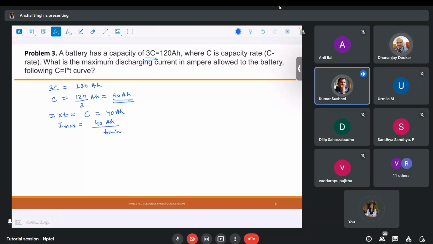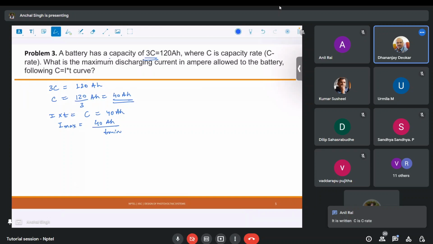Yes, then it is confusing, ma'am. So then it will be 360. I have done the same thing and I got it wrong. Actually, they mentioned the capacity rate and in the bracket they wrote the C rate, so it's a little confusing. Yes, that I just saw right now. Okay, so we have made the mistake in the starting. Yes. Sorry, I have already done the same mistake.